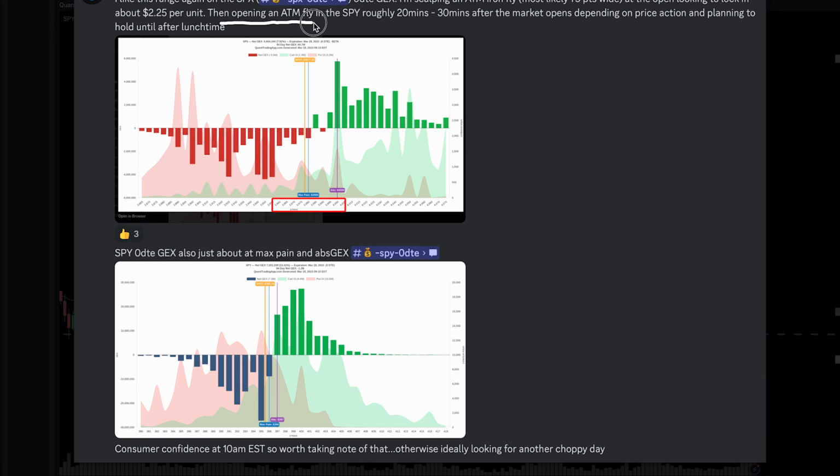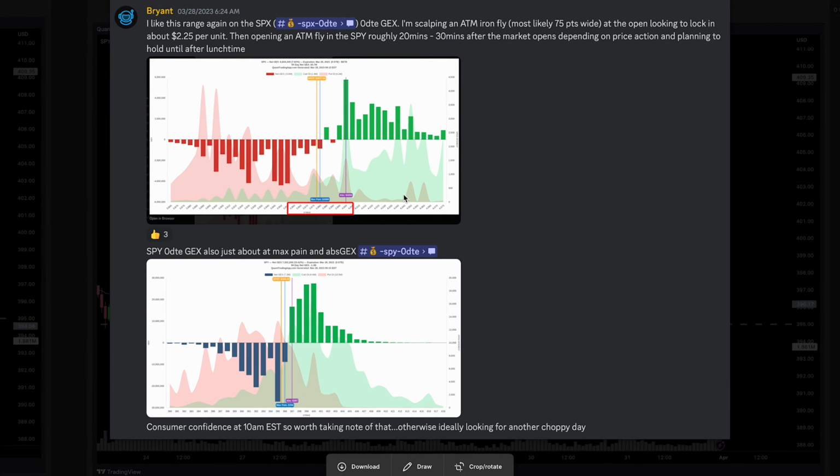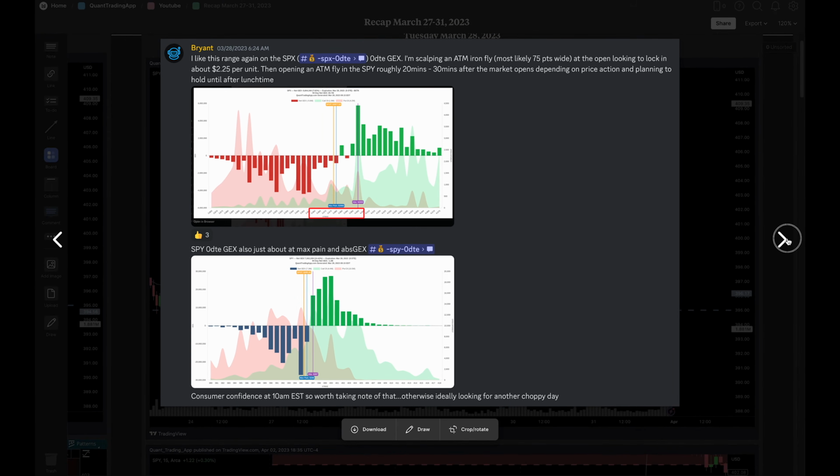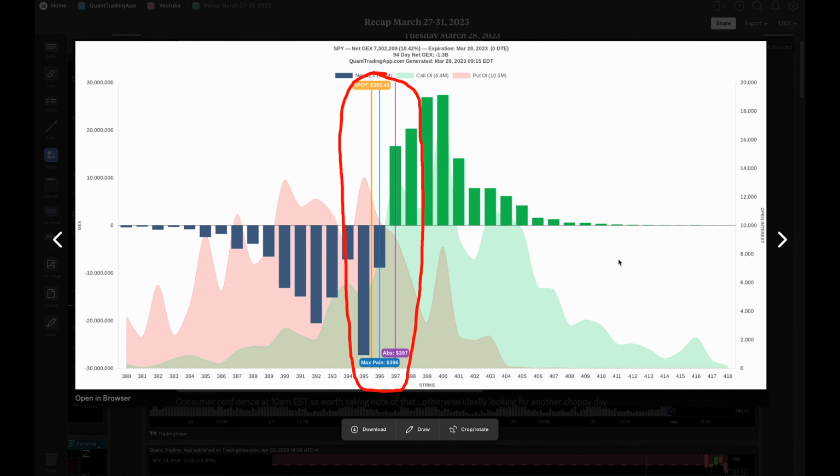Then opening an at the money fly on the SPY roughly 20 to 30 minutes after the market opens, depending on price action, and planning to hold until after lunchtime. The breakdown of this is relatively simple for myself. This again comes with a little bit of experience. For some of you guys that might be new to Quant Trading App, if you're really looking for a trade or a scalp at the open and you have a margin account, this is what catches my attention. We have the spot price right next to max pain. It's also right next to absolute GEX.